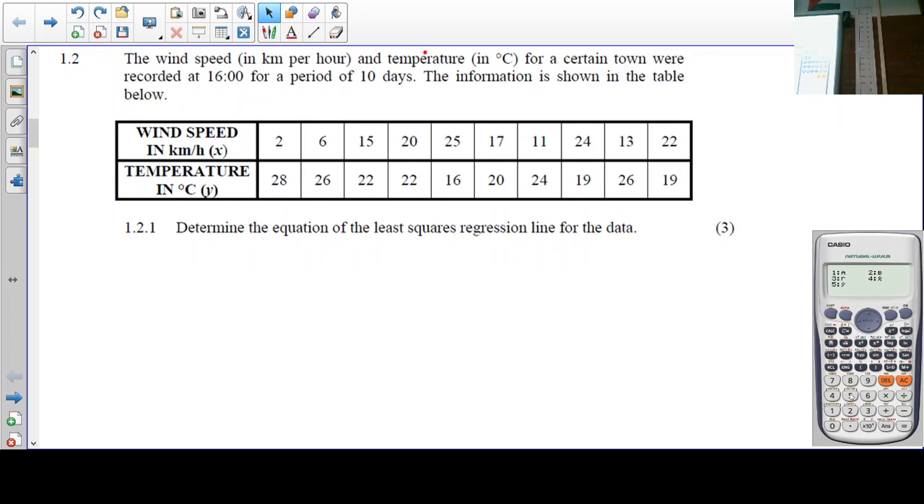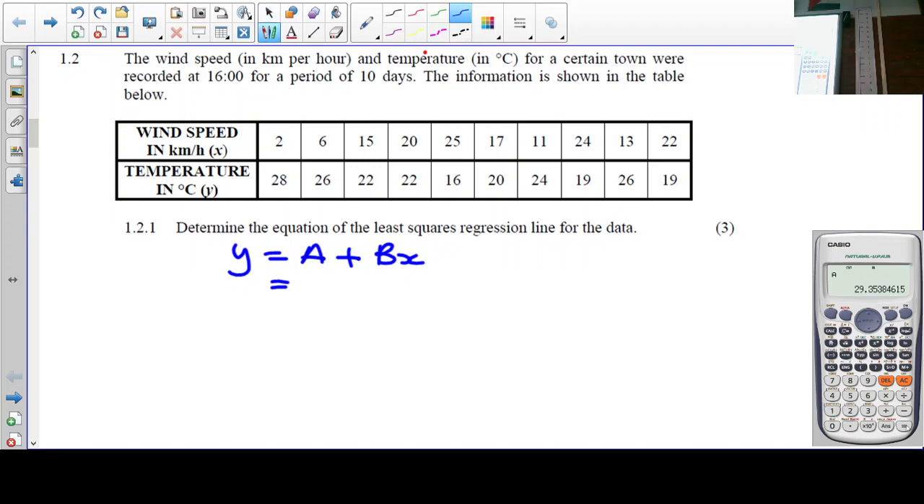Okay? So A, number 1, is A. Remember the equation of the regression line is in the form of y is equal to A plus bx. So you press A, which is 1. It gives you an answer of 29,35. 29,35.